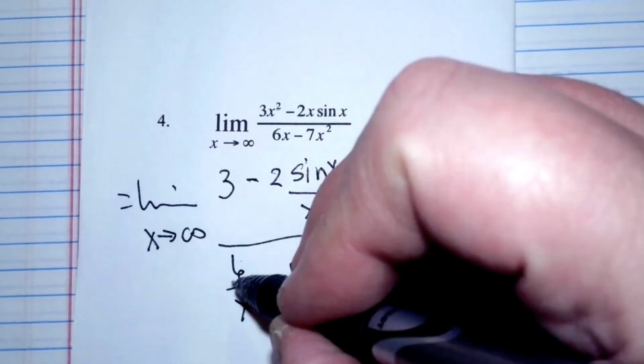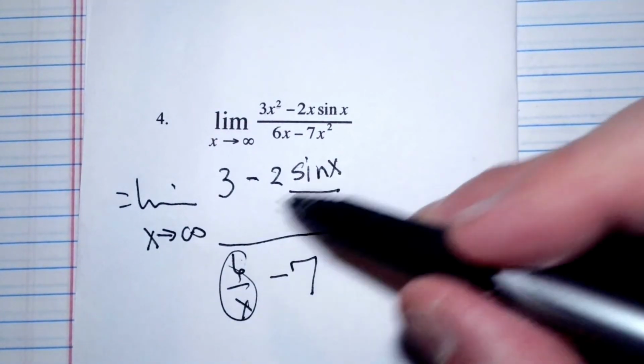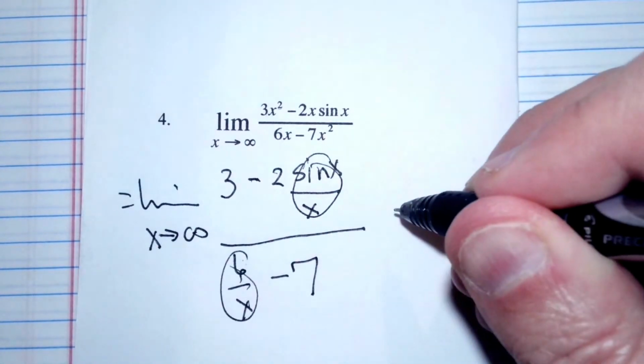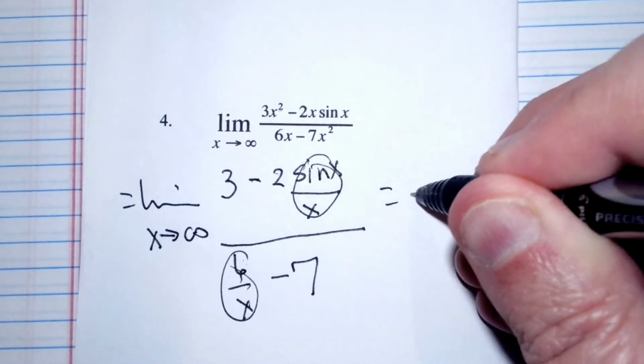Now, we know that that's going to tend to 0, but do you remember the limit as x tends to infinity of sine x over x? We said that that was 0. And so what we've got is negative 3/7.